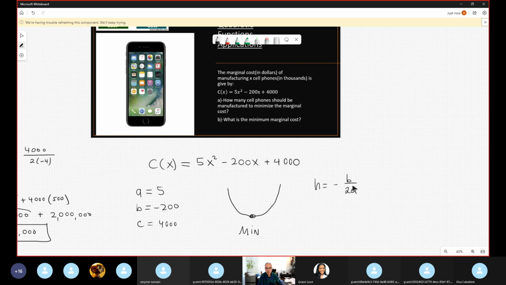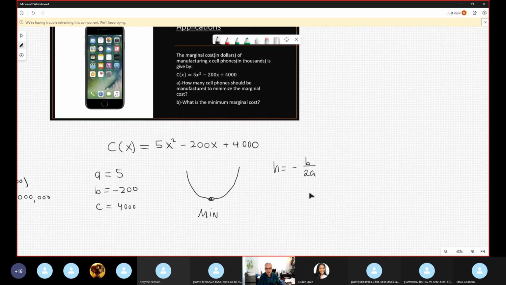It's the same. And B is negative. The formula, don't forget this negative. And negative 200 divided by 2 times 5. Well, double negative again becomes positive, and 2 times 5 is 10. Entonces 200 divided by 10 is obviously 20. 20 is the optimum amount of cell phones that you need to manufacture to minimize the cost.